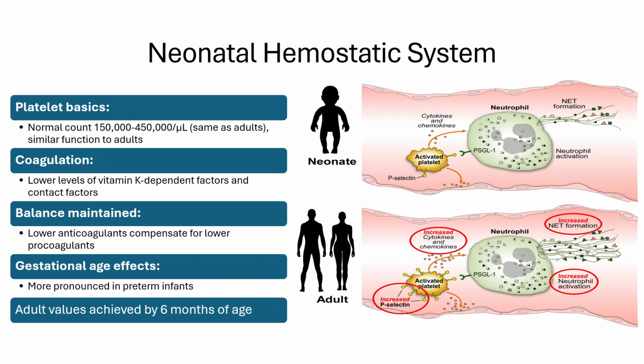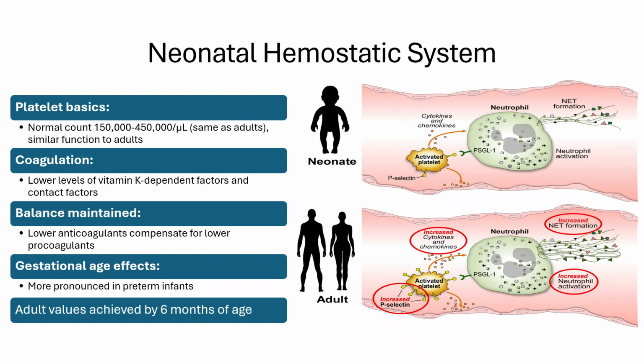The balance is maintained through compensatory mechanisms. Lower anticoagulant proteins like antithrombin 3 and protein C offset the decreased procoagulant factors. Higher levels of alpha-2 macroglobulin provide additional anticoagulant capacity. This delicate balance prevents bleeding while allowing normal vascular development.